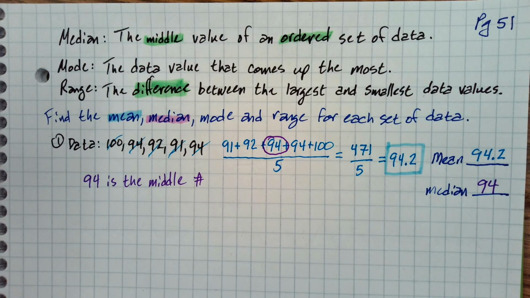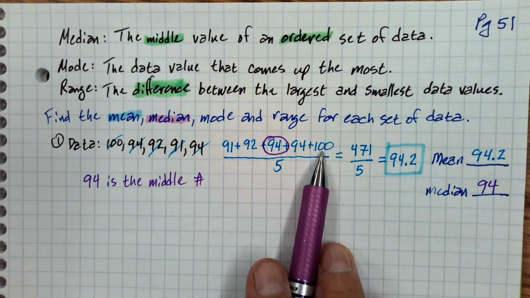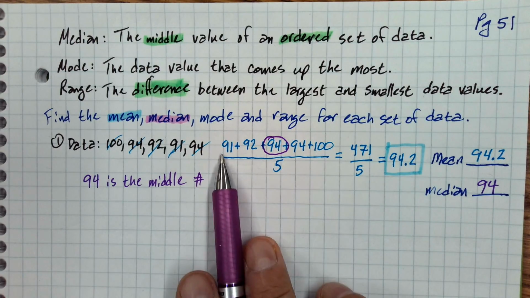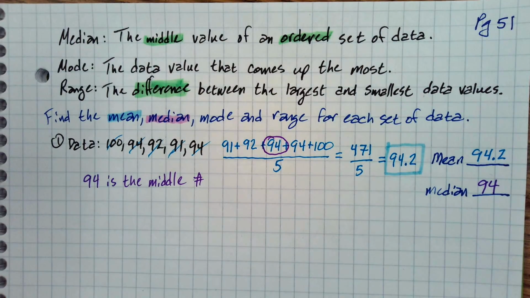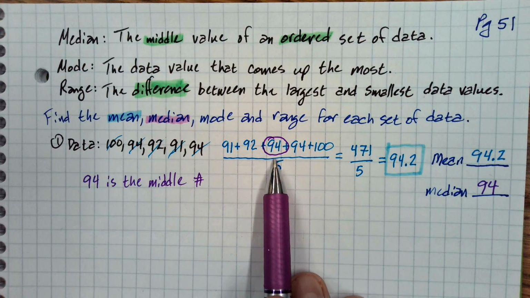It's that easy. Where it gets a little tricky is, if you notice, we had an odd number of numbers, right? So if you have an odd number, 5, 7, 9, 11, 13, etc., one of the numbers in your data is always going to be in the middle.